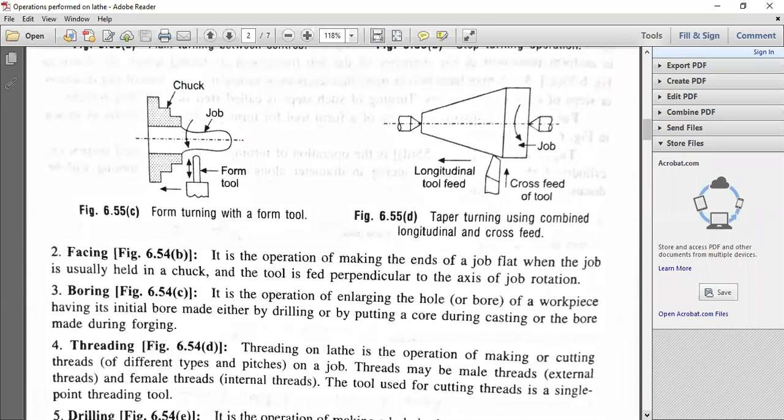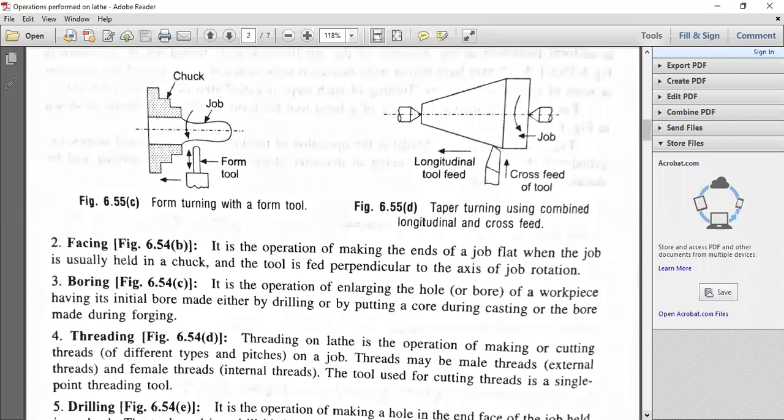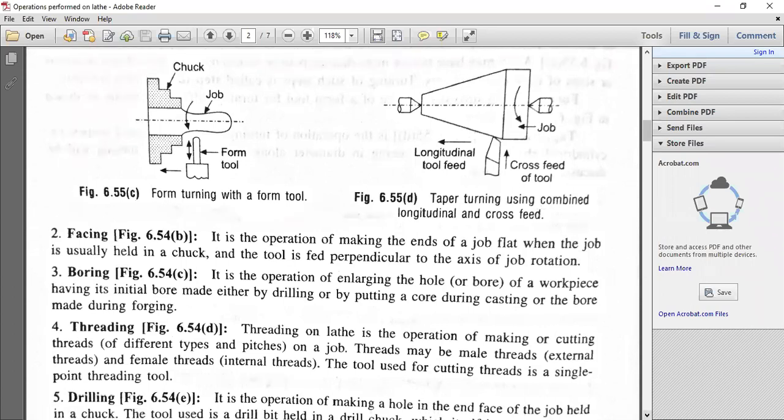The correct word is. So what is threading? Already I showed the threading operation. You can go for both external threads and internal threads. External threads are known as male threads, and internal threads are known as female threads. So all that you have to keep in mind. This is the operation of making or cutting threads of different types: the Acme thread, the buttress thread, the ISO thread, all the threads which you have seen in machine drawing.